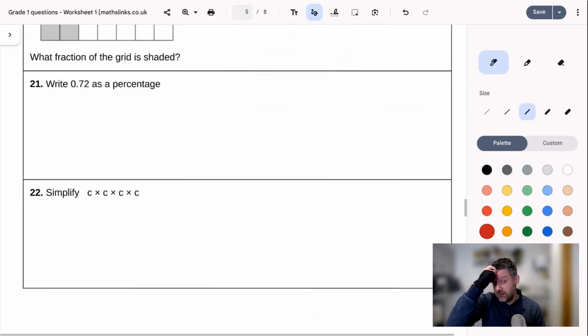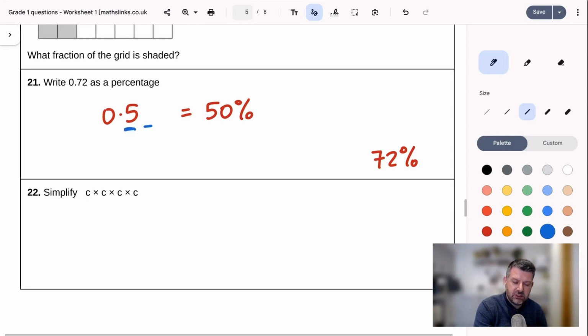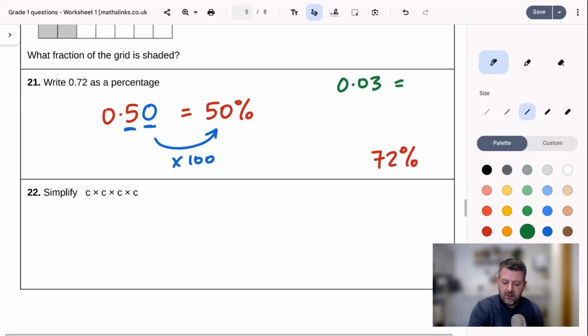Question 21, converting a decimal to a percentage. 0.72 is 72%. When I have students that struggle with this, they're normally pretty happy that 0.5, they know a half is 50%. Basically, the first 2 digits after the decimal point will give you the percentage. We times the decimal by 100 to convert it to a percentage, or you can just learn it's those 2 digits there. So if we had something like 0.03, it's 3%. We could put the 0 if we want to, but it's just 3%.